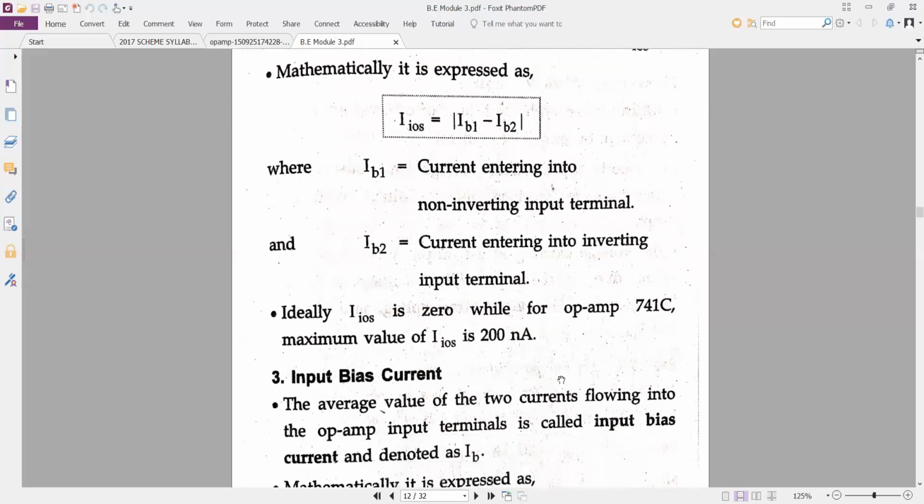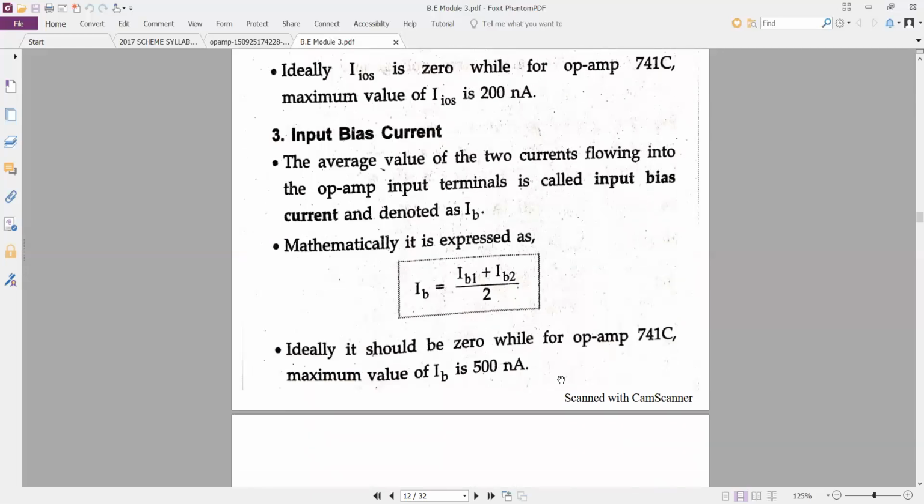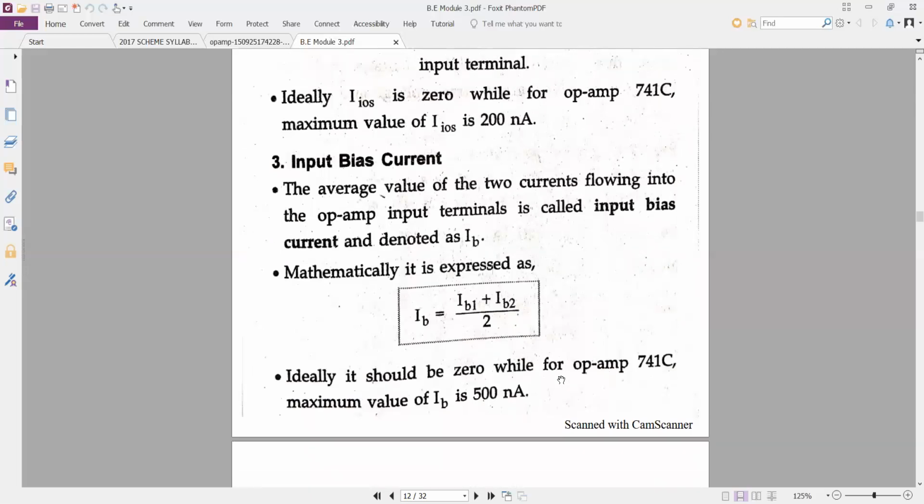Fine. This completes the second parameter. The next parameter is input bias current. The average value of the two input currents flowing into the op amp, that is, the input terminals, is called the input bias current and is denoted by IB.